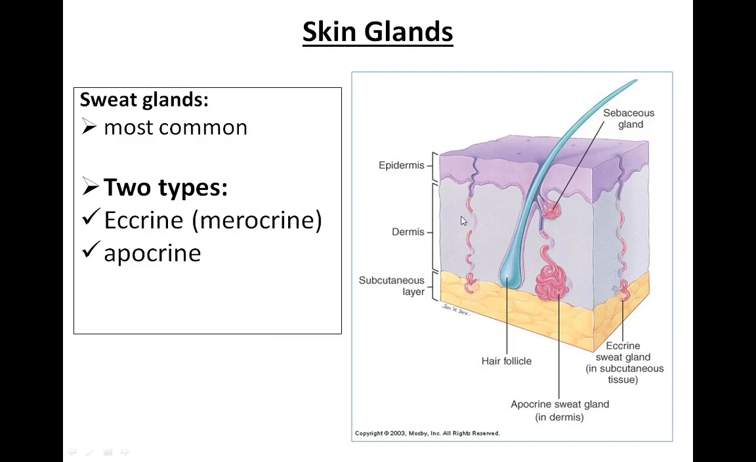Then come to the glands. The most common gland present is the sweat gland. So these are sweat glands. There are two types of sweat gland. One is the eccrine or merocrine type of sweat gland, and one is the apocrine type of sweat gland. See here, this is our eccrine or merocrine, which is present in the hypodermis, because this is our epidermis, this is dermis, this is hypodermis. While the apocrine type of sweat gland is present in the deep part of the dermis, that is in the reticular layer.